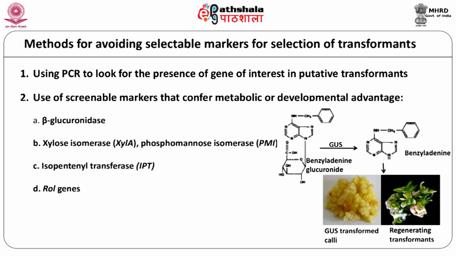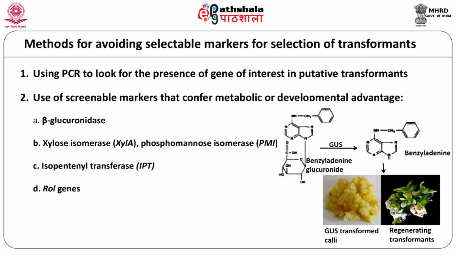Beta-glucuronidase can be used to cleave the glucuronide derivative of benzyladenine, thus releasing free cytokinin that stimulates regeneration of transformed cells. Phosphomannose isomerase or xylose isomerase are also used as screenable marker genes. Transformed cells expressing the bacterial genes XylA or PMI are able to grow on a nutrient medium supplemented with xylose or mannose as the sole carbon source, while the growth of non-transformed cells is inhibited.